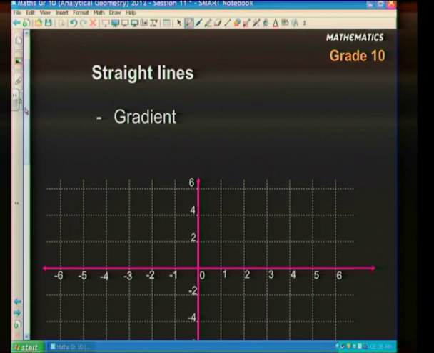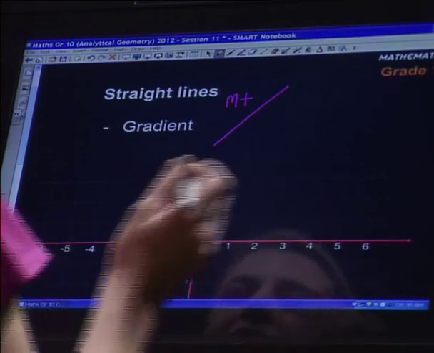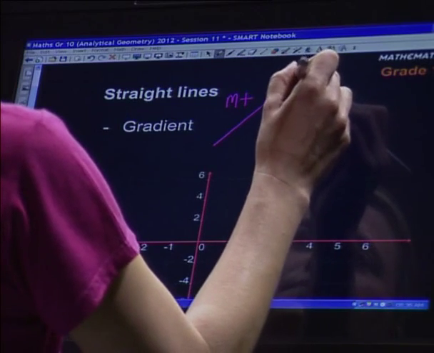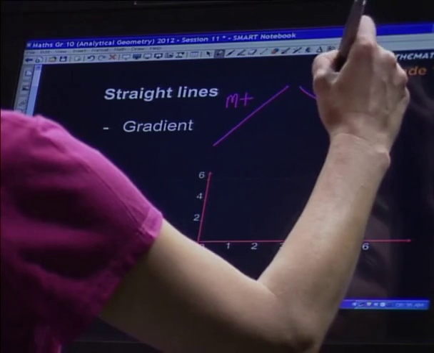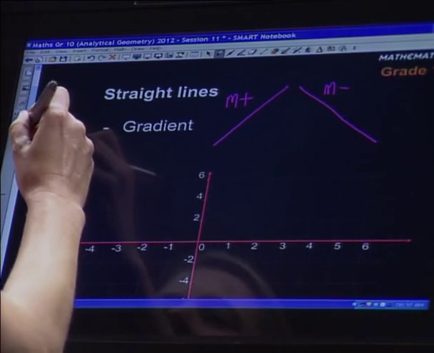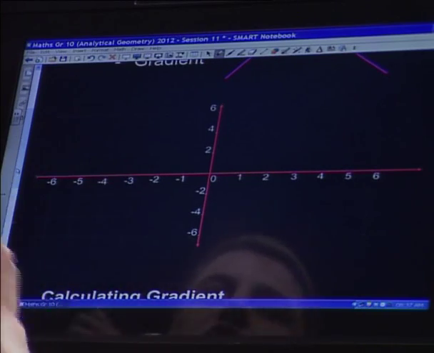Now, if I have a look at that line that I've drawn, I can say that this line's gradient is positive. Remember, we use m to indicate gradient, because if you are looking at it from left to right, you will be going uphill. So that is a positive gradient. A negative gradient is going downhill as you look at it from left to right.